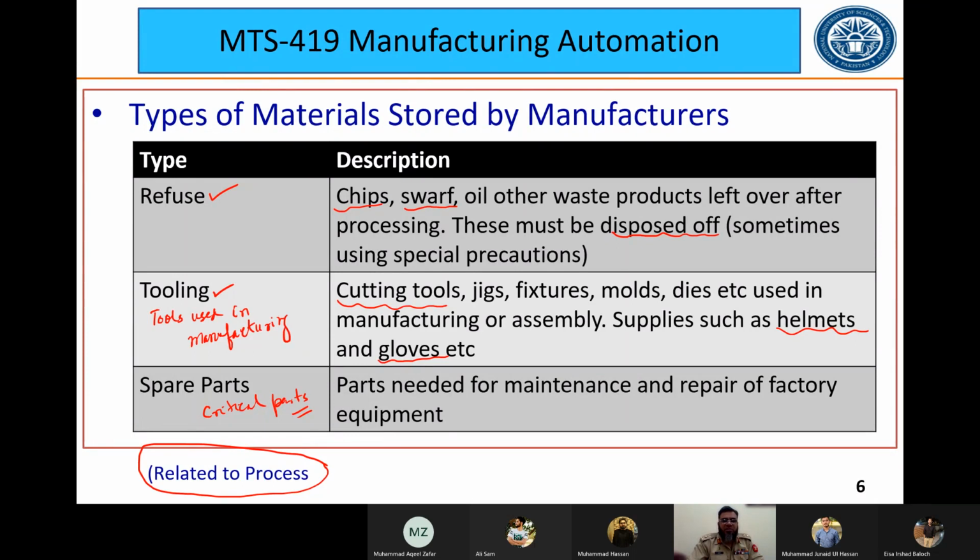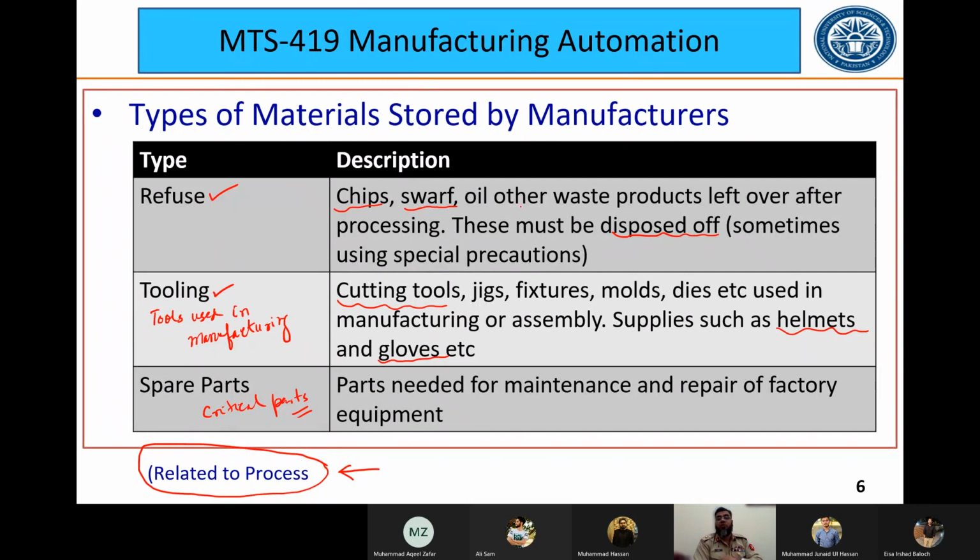These are the materials which are to be stored, which are related to the process. So these are the refuse. Refuse is something which are the chips, swarf, oil, or the waste product.